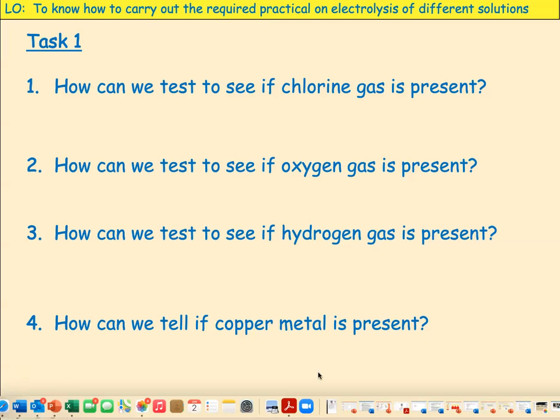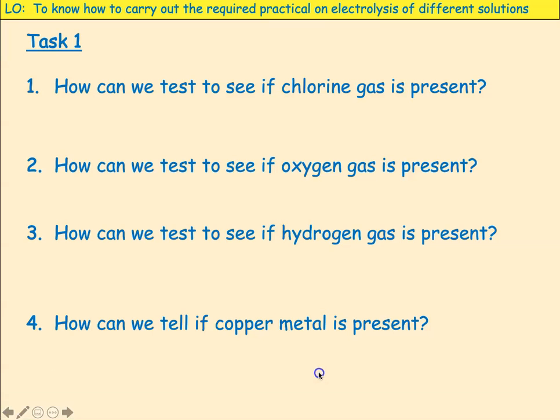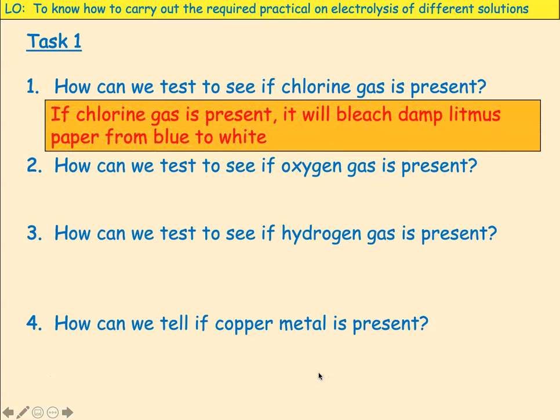Okay, hopefully you've remembered those. So how can we test to see if chlorine gas is present? Remember, a test involves what we do and then what we see. So for chlorine, what we'll do is we'll put damp blue litmus paper next to the gas, and the positive result for chlorine is it will turn from blue to white because it bleaches it.